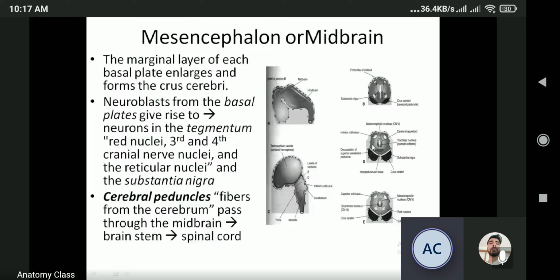Neuroblasts from the basal plate give rise to the neurons of the tegmentum, red nuclei. You have studied all of this. So third and fourth cranial nerve nuclei, reticular nuclei, and substantia nigra. So you can see here, this is the third nucleus, this is the red nucleus, this is the substantia nigra, this is the crus cerebri. So all are structures or parts of the midbrain. The cerebral peduncle fibers form from the cerebrum passing to the midbrain, brainstem, and spinal cord. In the cerebrum also, you have to study how the cerebral peduncle is formed. Here also you can see the peduncles like this. Prosencephalon.